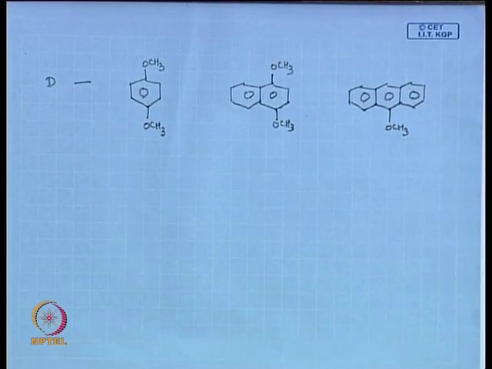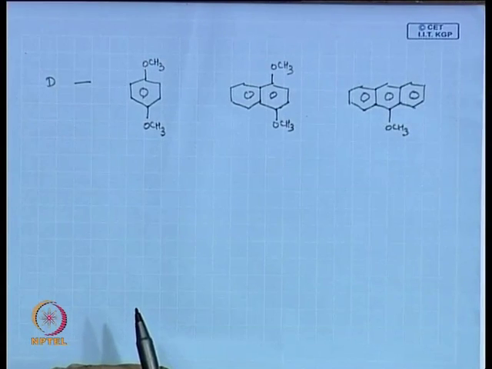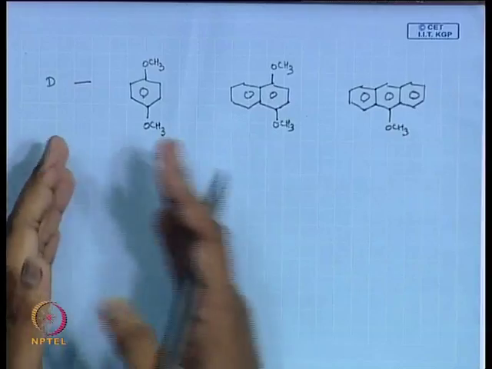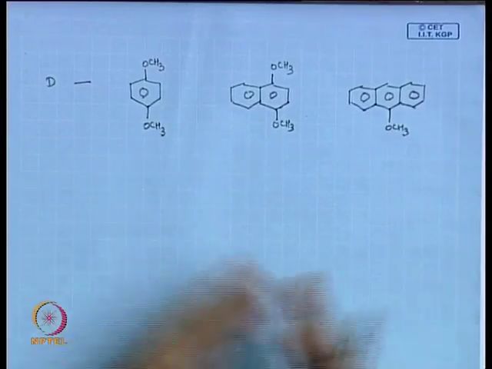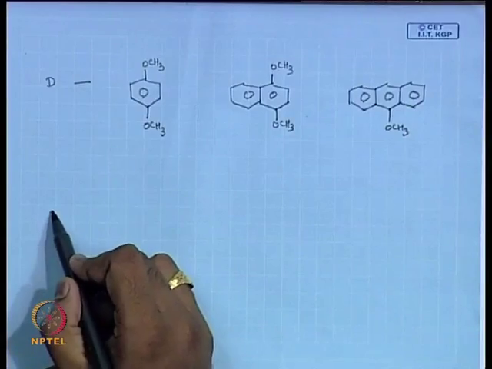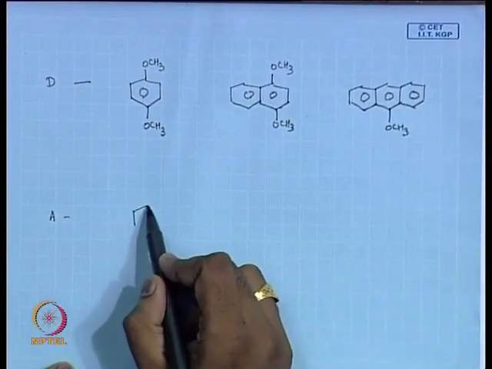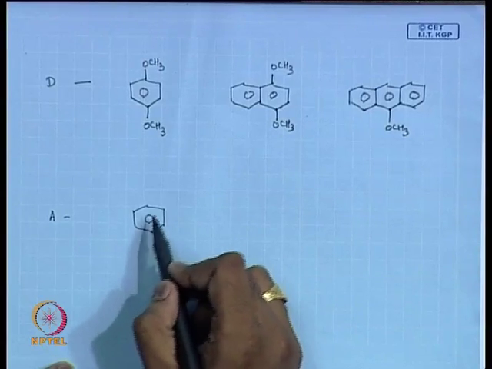Very good donor this is. So, depending upon my donor, I can do the chemistry in the wavelength which I wanted to do. Okay. And if it is an acceptor, instead of your methoxy you might look for what?